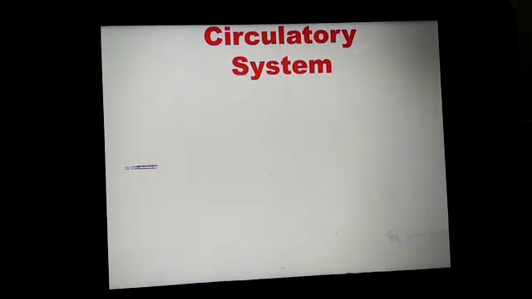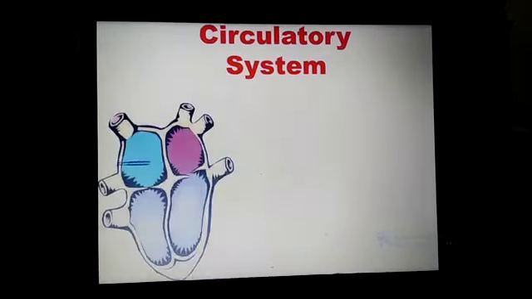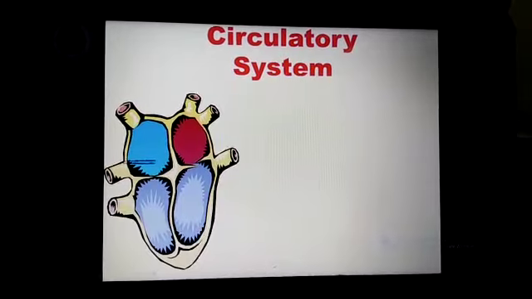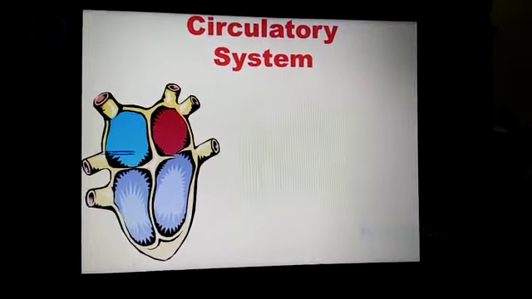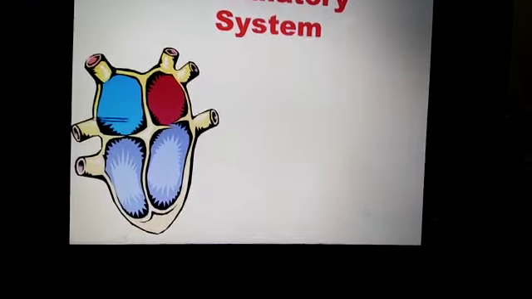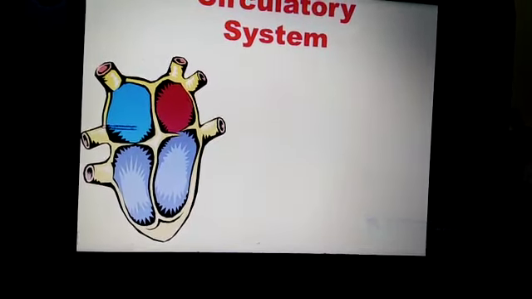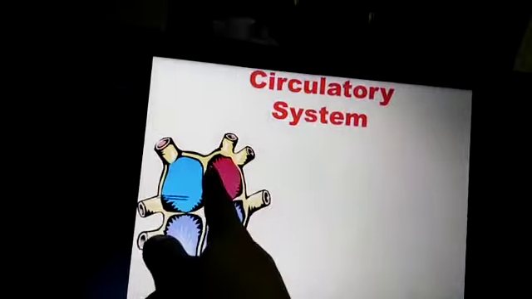Today we are going to revise the circulatory system. As we said before, the components of the circulatory system are the heart and blood vessels. So what is the heart? The heart is a muscular hollow organ. It is created by muscles. This heart is divided into two sides and they are separated by a wall which is called the septum.